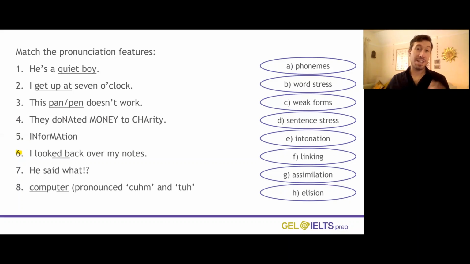Okay, so if I say this quickly, I look back over my notes. This ed disappears. So you don't go, I looked back over my notes. You go, I look back. So this is an example of elision, where the ed disappears, gets deleted. Okay, now look at number 7 and see if you can do the same for that.